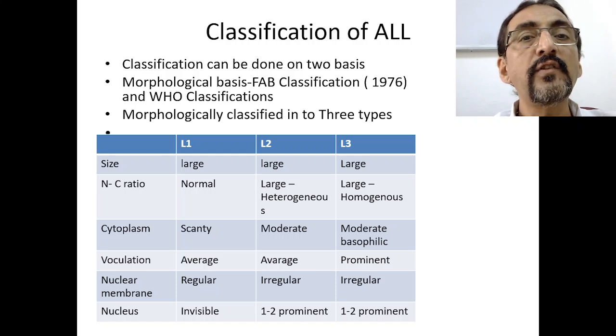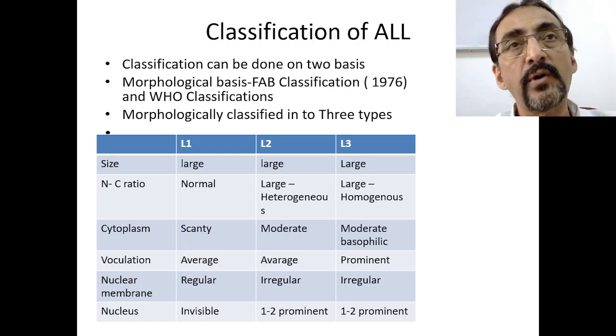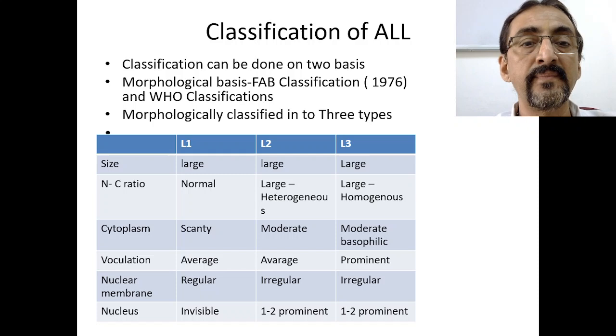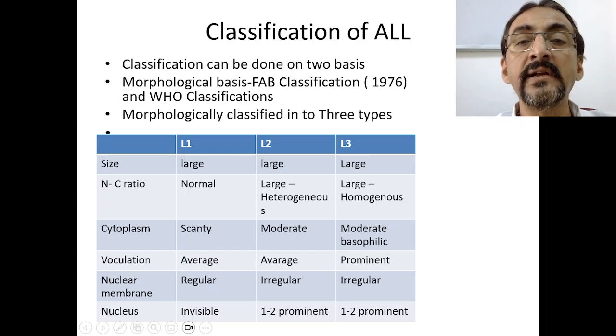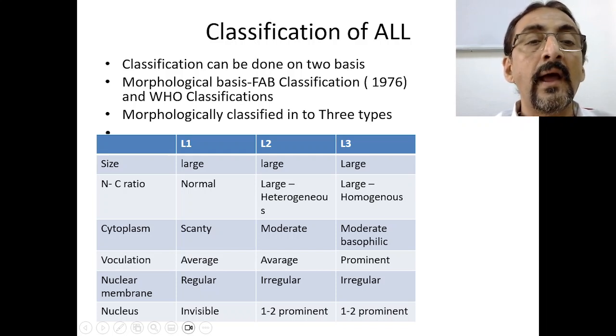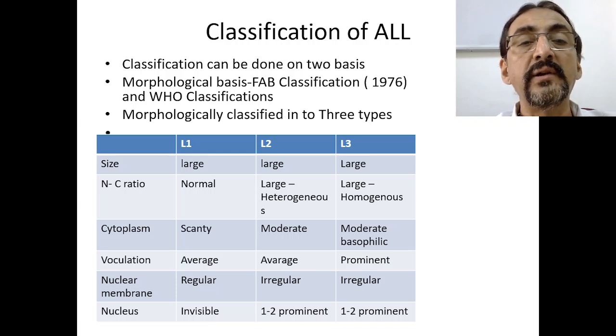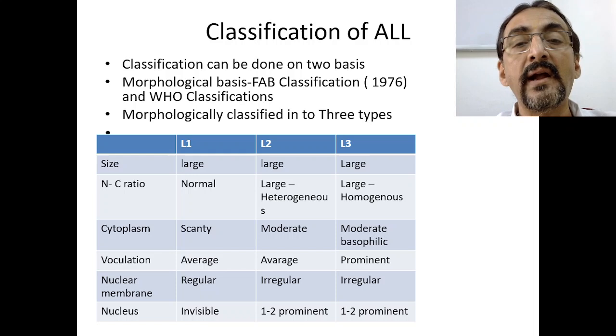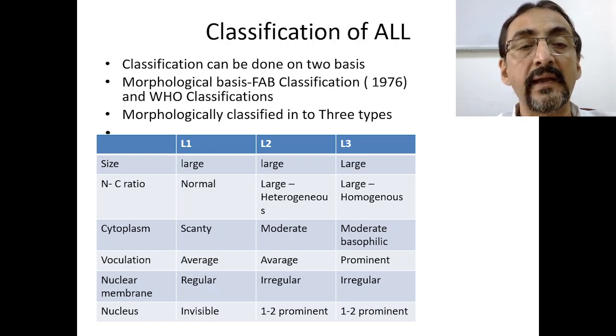So this depends on morphology, that means it depends on the size. L1, L2 and L3. L1 means the size is large, L2 is still larger, and L3 also is large. And the nucleus and chromatin ratio is quite normal in L1, large and heterogeneous in case of L2, and large and homogeneous in case of L3.